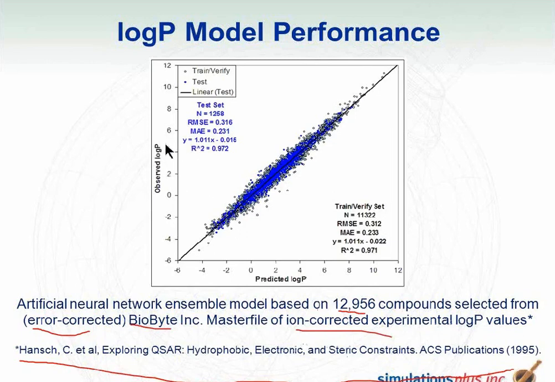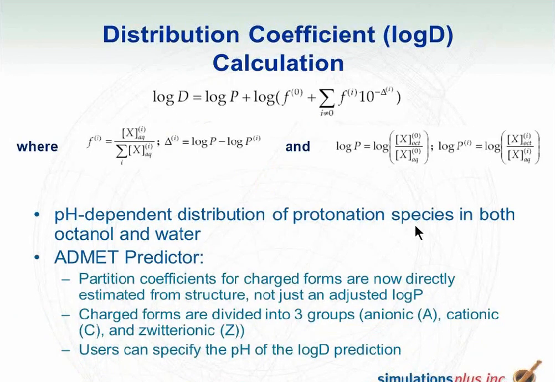Again, we have the observed versus predicted log P. For the test set, we had 1,200 compounds, and for the training set, almost 11,000 compounds. And again, we get excellent root mean square errors for the training and test set of about 0.3. So with log P, you're just looking at the unionized proportions of the molecule in the octanol and water. If you want to consider pH-dependent distribution, you need to look at the log D. So log Ds need to be measured at a specific pH.